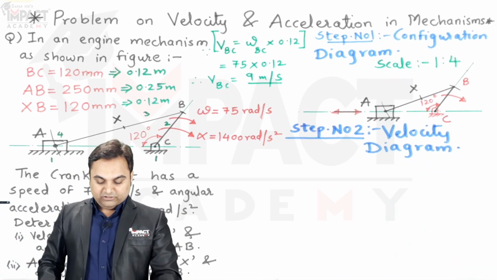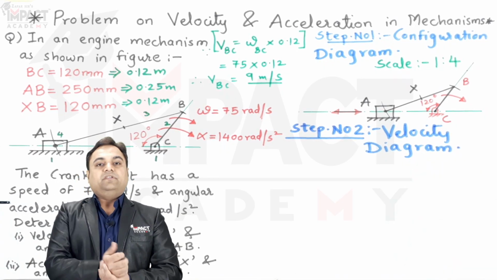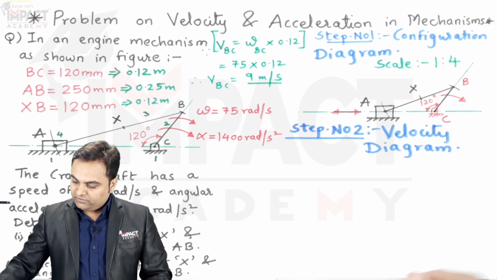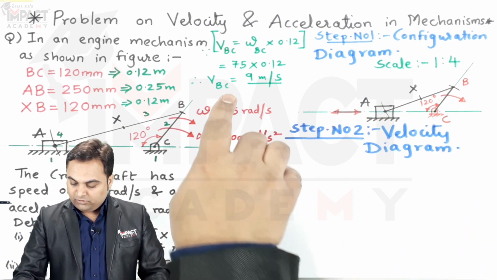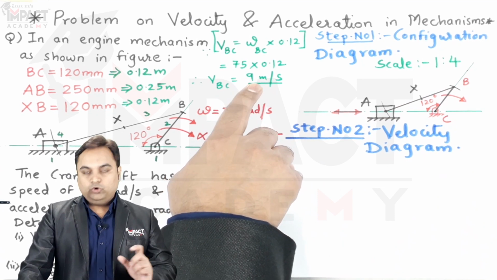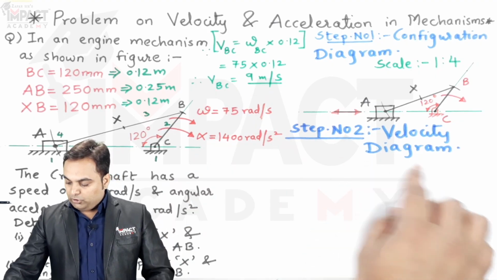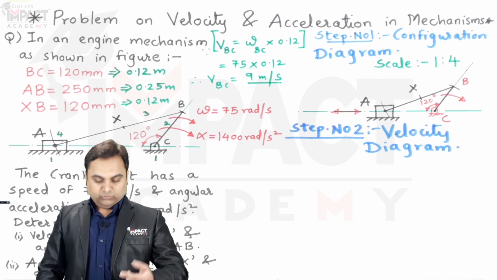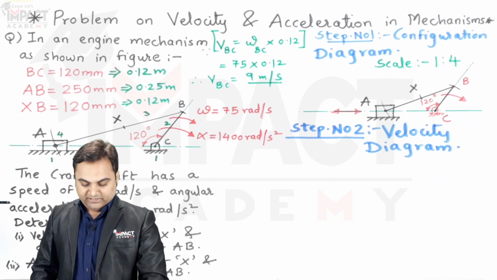And remember, when we are drawing the velocity diagram, this is the relative velocity method which we are using, and for that the first thing we should know is the velocity of the crank, which we have found out is 9 meter per second. Now by this known value we can plot the velocity diagram, and for that we need to fix the scale.